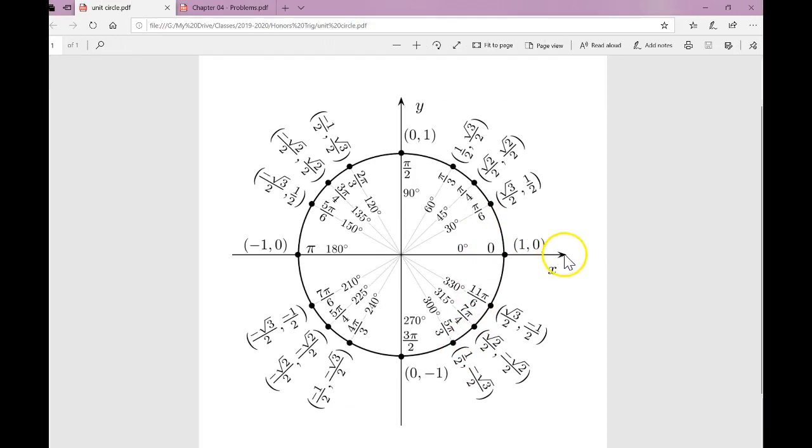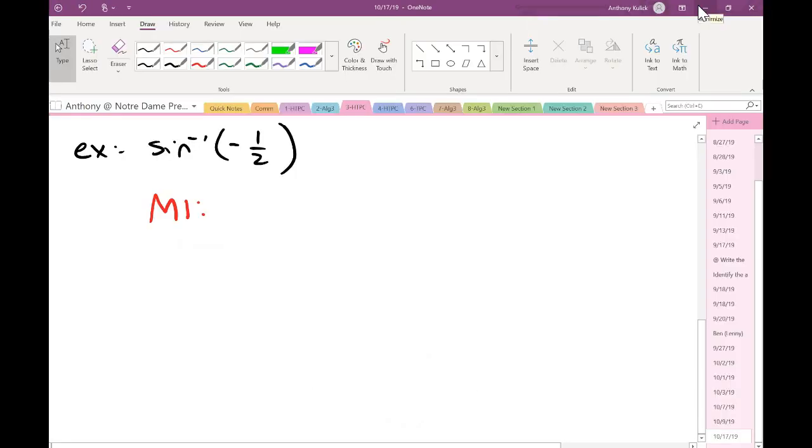So if I want to find sine inverse of negative 1/2, I'm going to find places where the sine is negative 1/2. So which coordinate is sine on my unit circle? Y coordinate. So I see sine is negative a half here and also over here. Everybody agree with that? So my two answers would be 11 pi over 6 and 7 pi over 6 using the unit circle. Everybody okay with that?